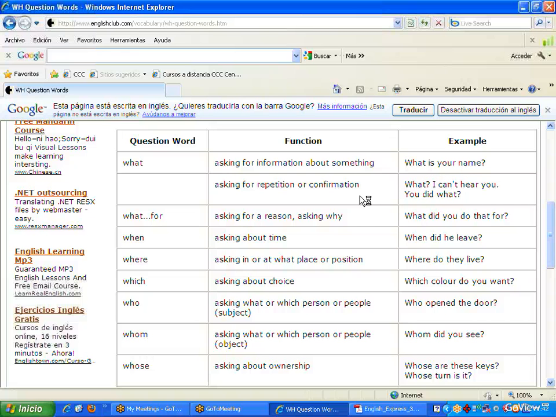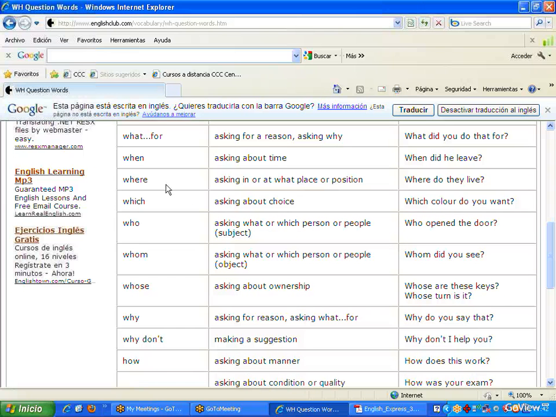Here we have what and for, asking for a reason, asking why. What did you do that for? Okay? We have when, asking about time. When did he leave? When is he coming back?